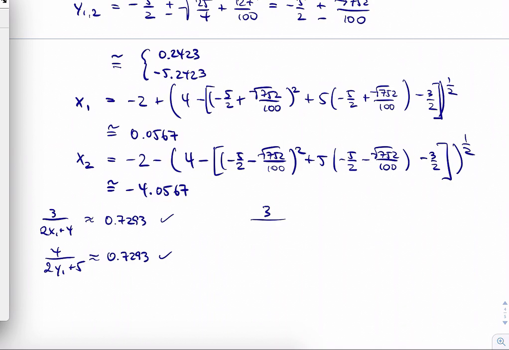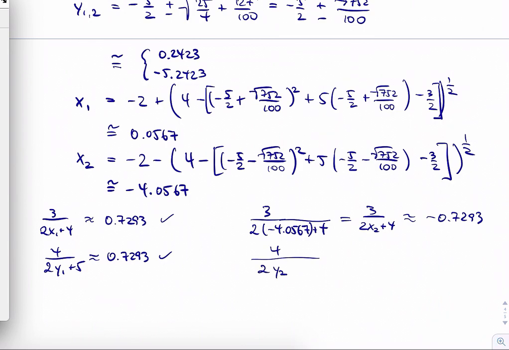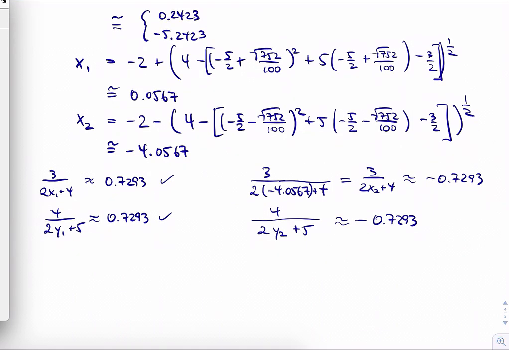What about x2? Well, x2 is negative, and it's largely negative: 2 times minus 4.0567 plus 4, which is x2, is roughly minus 0.7293. And 4 over 2y2 plus 5 is also negative 0.7293. So now by the Kuhn-Tucker complementary slackness condition, lambda must be positive or equal to zero. So here we have a contradiction.